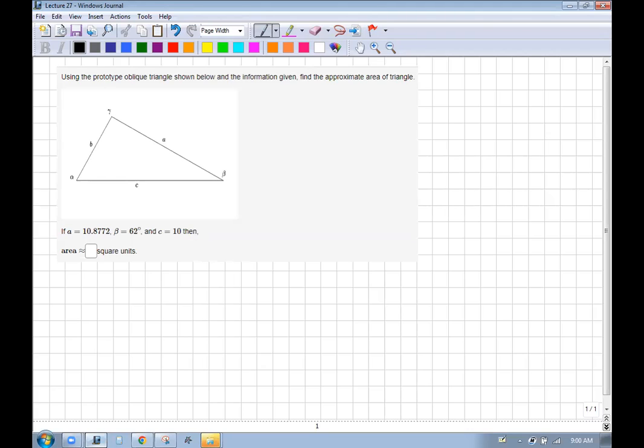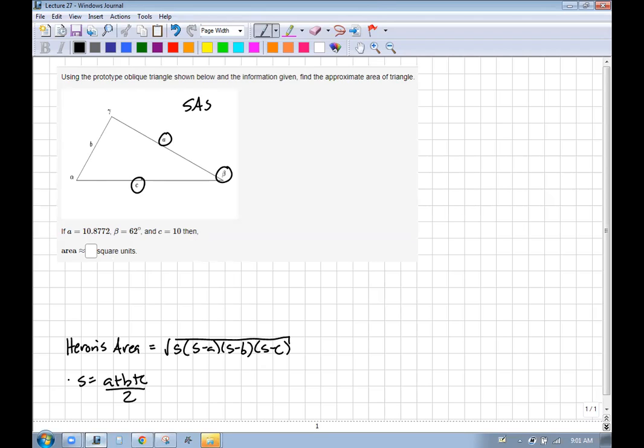They give us A, they give us beta, and they give us C. This is a side angle side situation. They want the area. We could use Heron's area formula, which would be the square root of S times S minus A times S minus B times S minus C, where S is A plus B plus C over 2, half the perimeter.